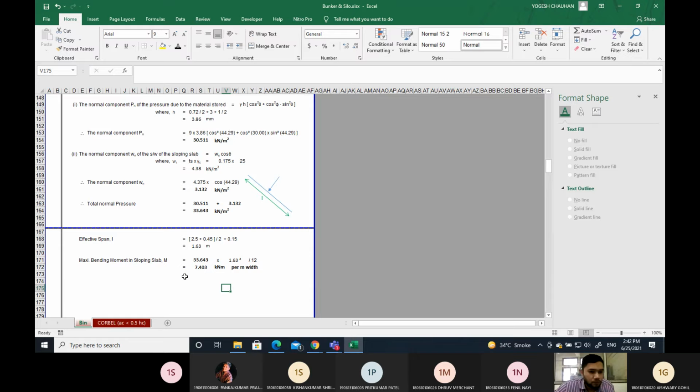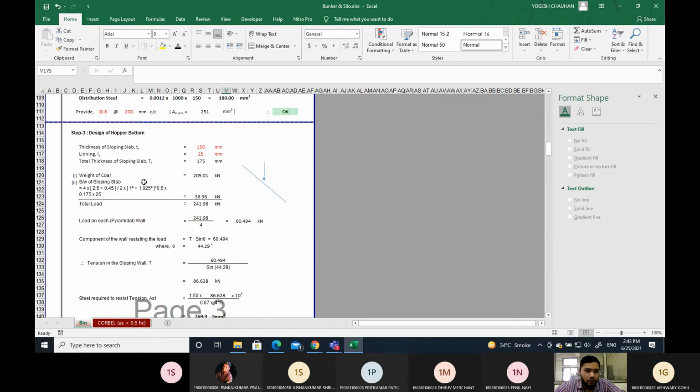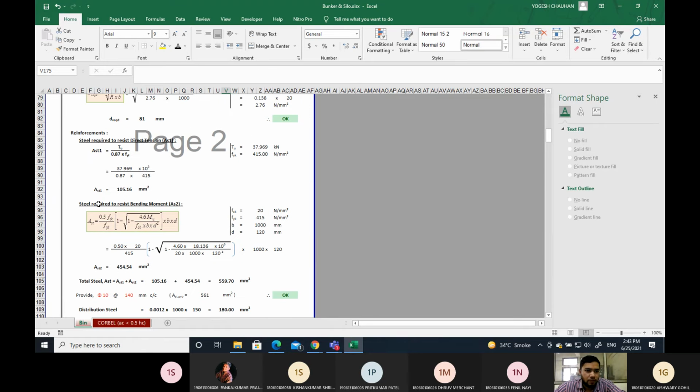So now for this moment we can find the area of steel required. So same as this, we can find the steel required to resist the bending moment. So simply just copy this.